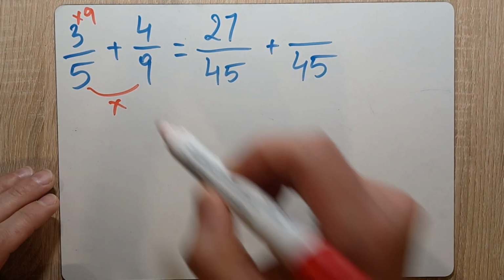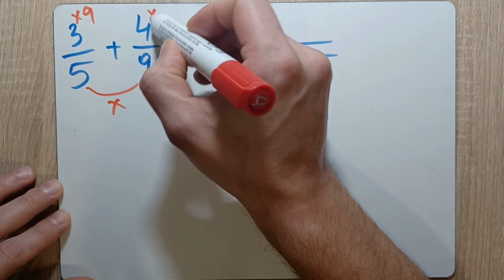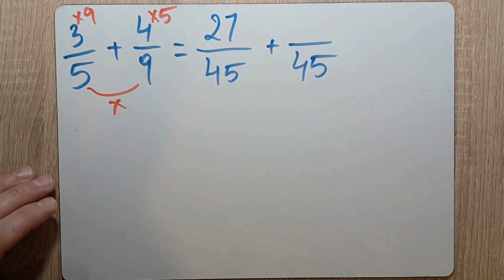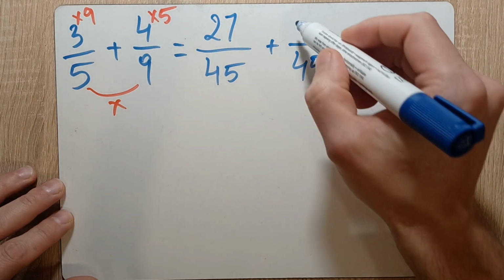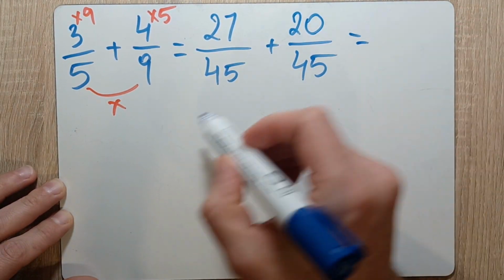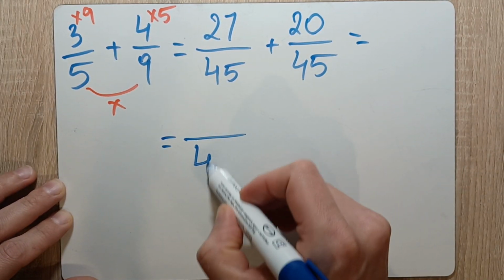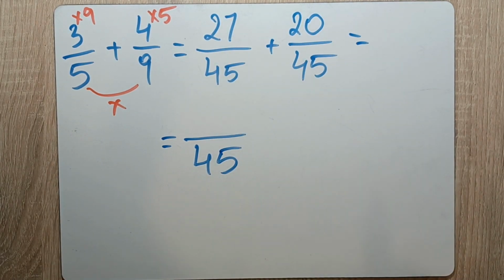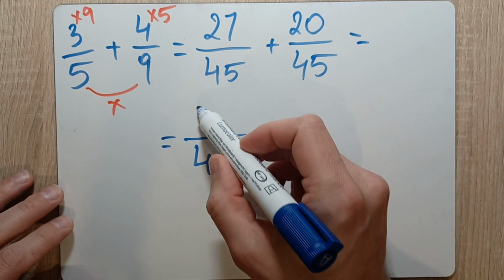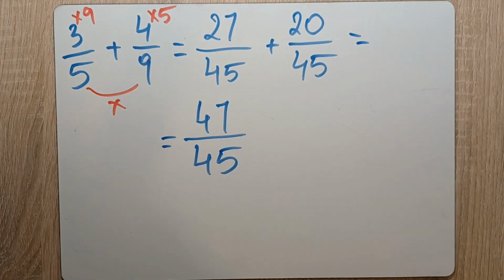Then 9 times 5, so 4 times 5. 4 times 5 equals 20. So 20 here. We keep 45 as the denominator. 27 plus 20 equals 47. Again, an improper fraction. 47 over 45.